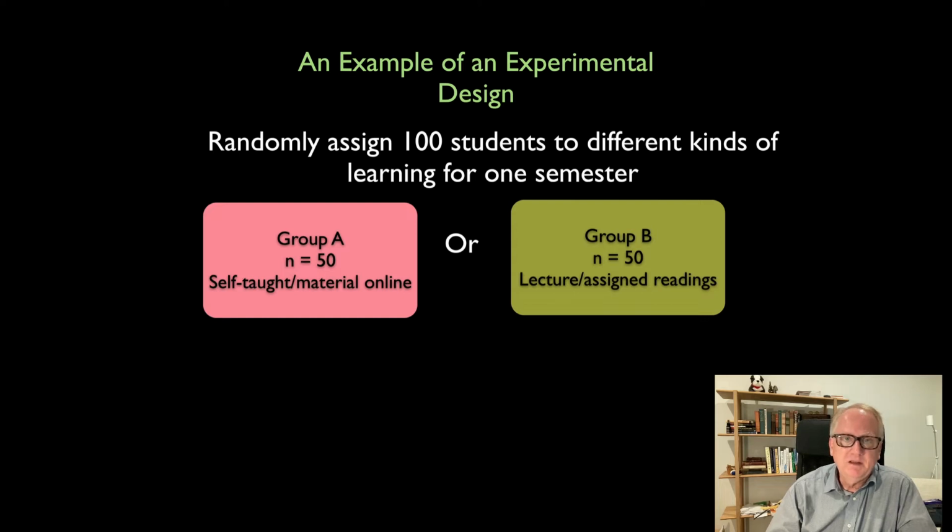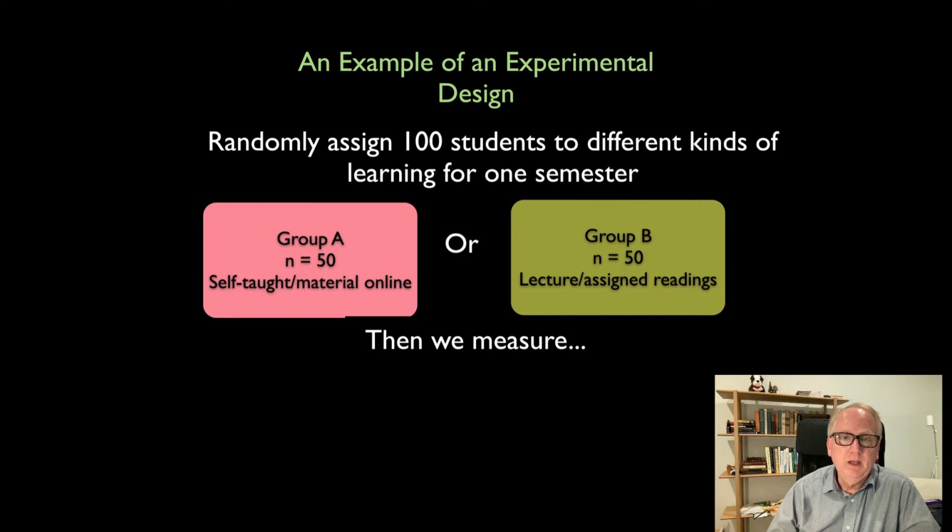Heads, the next person in the study is going to go into Group A, or they're going to go into Group B. But the point is that you didn't decide, you didn't just say, hey, I like you, you're going to go to Group A. I don't like you, you're going to go to Group B. You actually use randomization to assign them to those two groups.